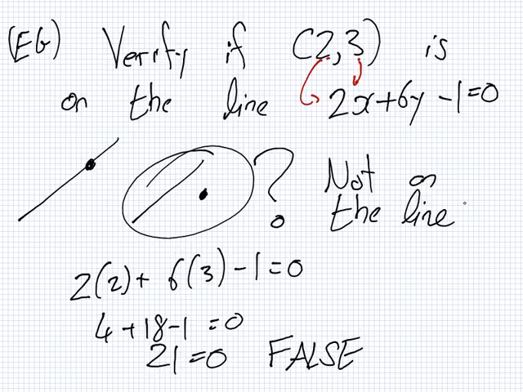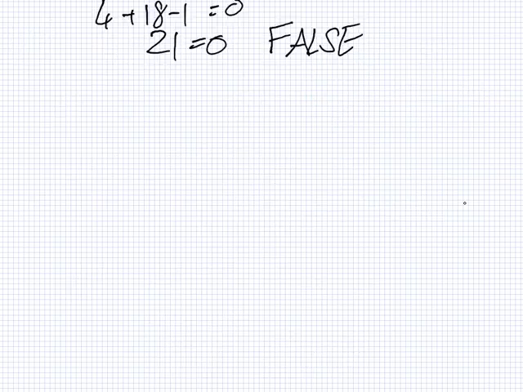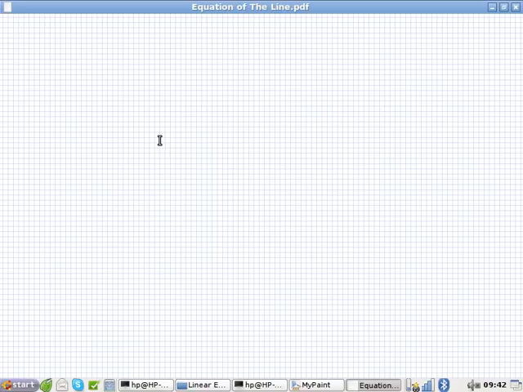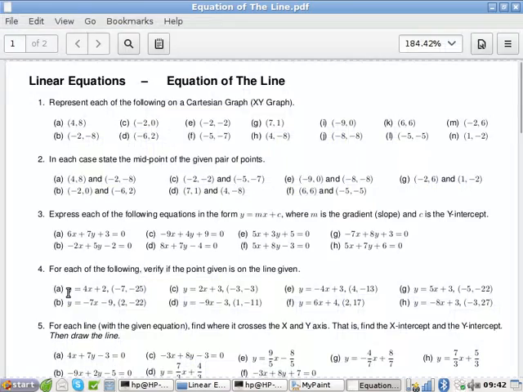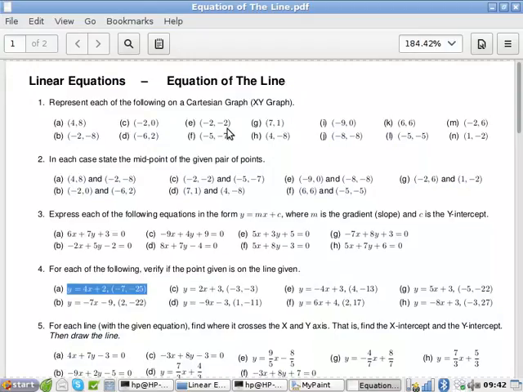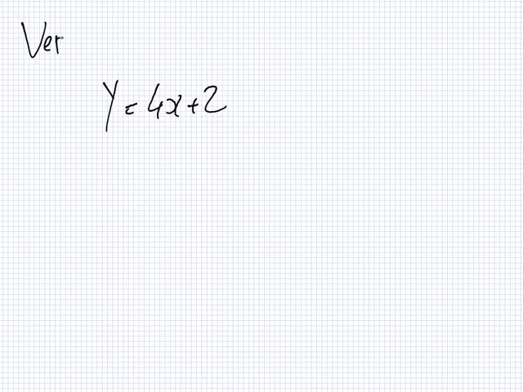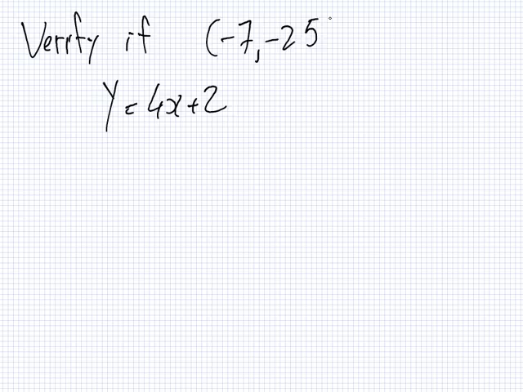Continue? Yeah? Okay. So let me give you one to try. Let's see. Alright. 4x plus 2, and then minus 7 minus 25. So verify if minus 7 minus 25 is on the line there.